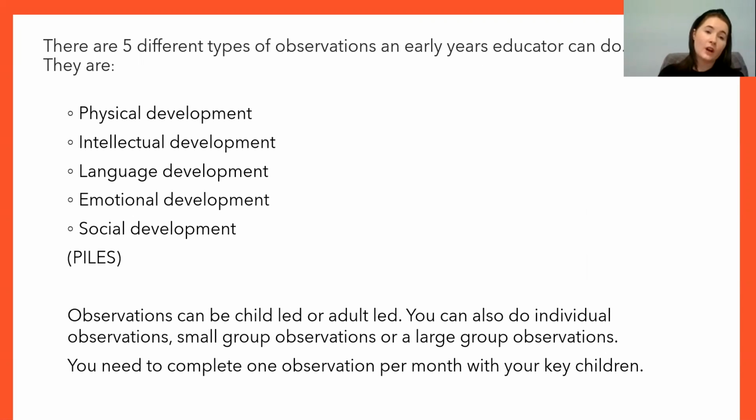So first of all, there are 5 different observations that we can do: physical, intellectual, language, emotional, and social. From these observations, you can have a child-led, adult-led, and you can also do individual observations, a small group observation, and a large group observation. You also need to complete 1 observation per month with your key children. So within a room, you will have your key children. It's split in 2 so that you do your observations with your key children.